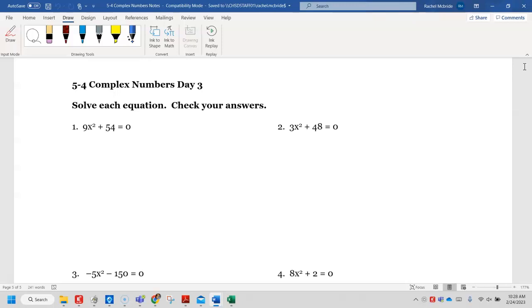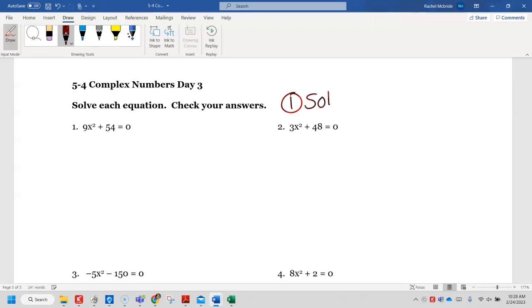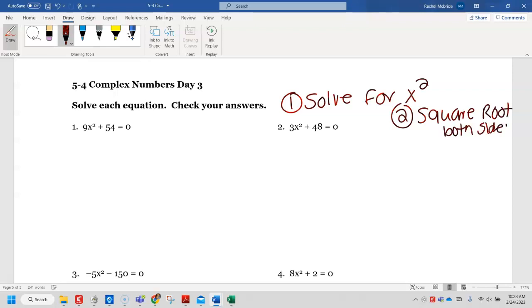So when it comes to solving quadratics in complex number notation, our goal is to solve for x squared. Once we have solved for x squared, then we are going to take the square root of both sides. And that gives us our final answer.